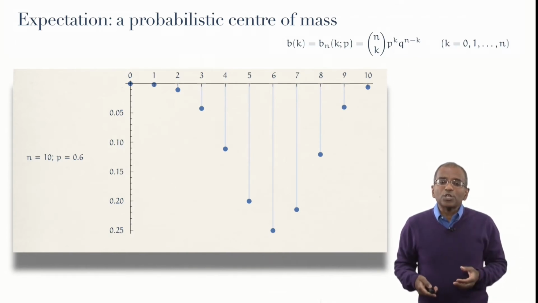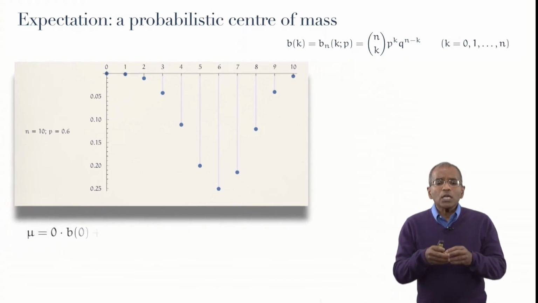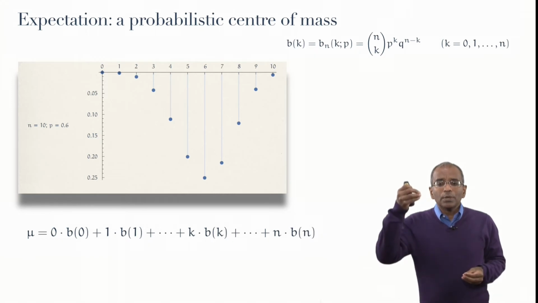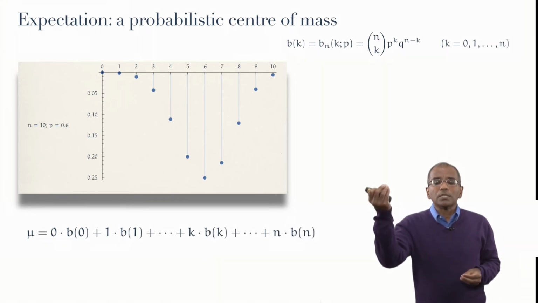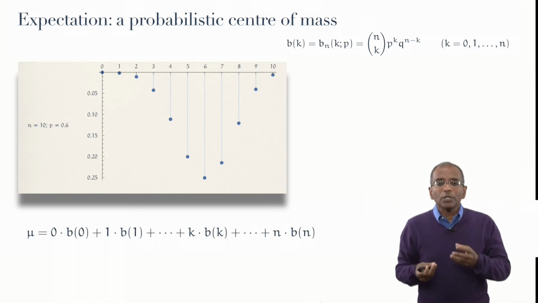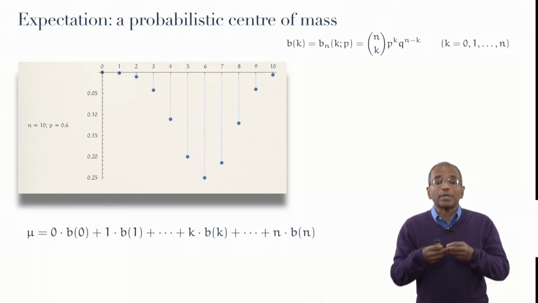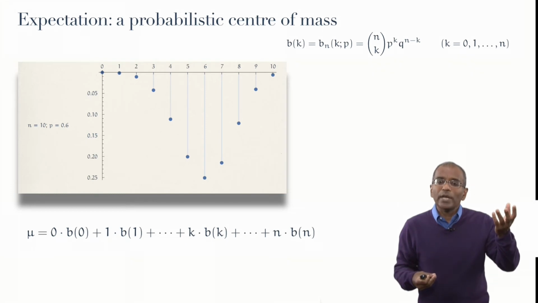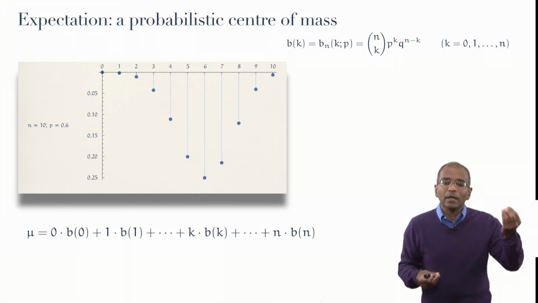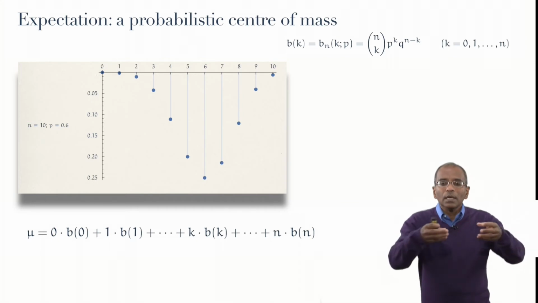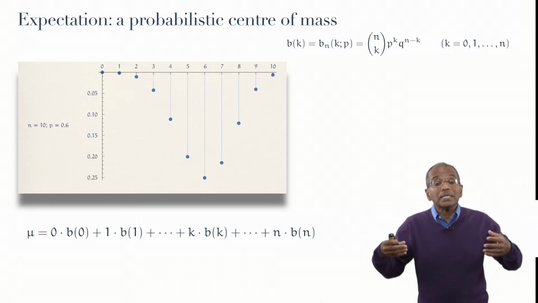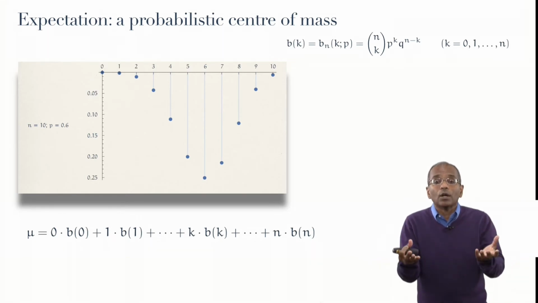Common convention refers to this by the Greek letter mu, and we write it down exactly as we would in physics, as follows. To the point 0, we attach a mass whose weight is b of 0. To the point 1, we attach a mass whose weight is b of 1. To the point 2, we attach a mass whose weight is b of 2. To the point k in general, we attach a mass of weight b of k, and so on. This weighted sum then gives us very naturally the probabilistic analogue of the physical idea of a center of mass.